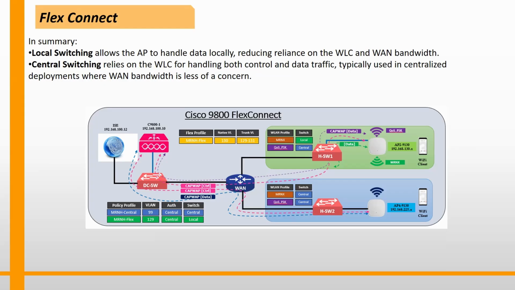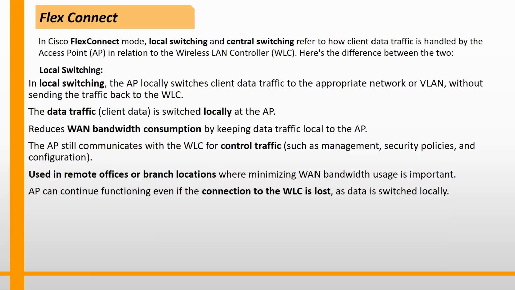So just to summarize, we have discussed two modes, that is local mode and FlexConnect mode. In FlexConnect mode, we got two kinds of switching: local switching and central switching. In local switching, the data traffic is switched locally from the AP itself. In central switching, you switch the traffic from the WLC itself. Then a few people had a question: what is the difference between local mode and central switching mode?